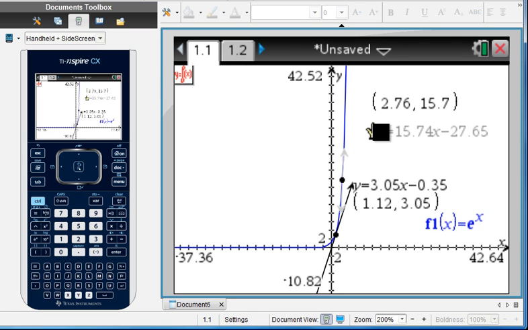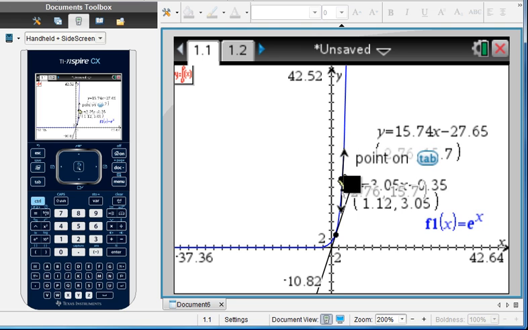Very interesting. As we can see, this point's x value is 2.76. If we go to the left on the y-axis, we can see that the y value for this point is 15.7. And this line, the tangent, the slope, or the m value, is the same thing. 15.74 is exactly the same thing. It's just that we have one decimal here, but it's the same value.